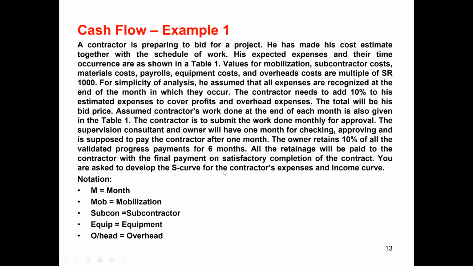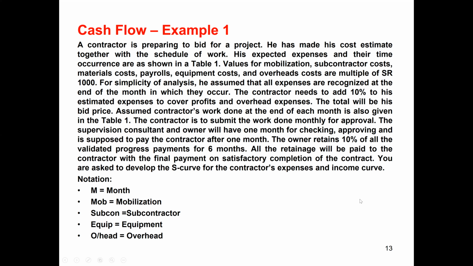The owner retains 10% of all the validated progress payments for 6 months. So now they said that there will be a retainage deduction of 10% for 6 months. Given the contract is 13 months, it is given that the retainage will be deducted for 6 months. All the retainage will be paid back to the contractor with the final payment on satisfactory completion of the contract. So they say that if the contract is completed, and there is no defective work or damage, then they will pay back the retainage to the contractor with the last payment. You are asked to develop the S curve for the contractor's expenses and income curve.